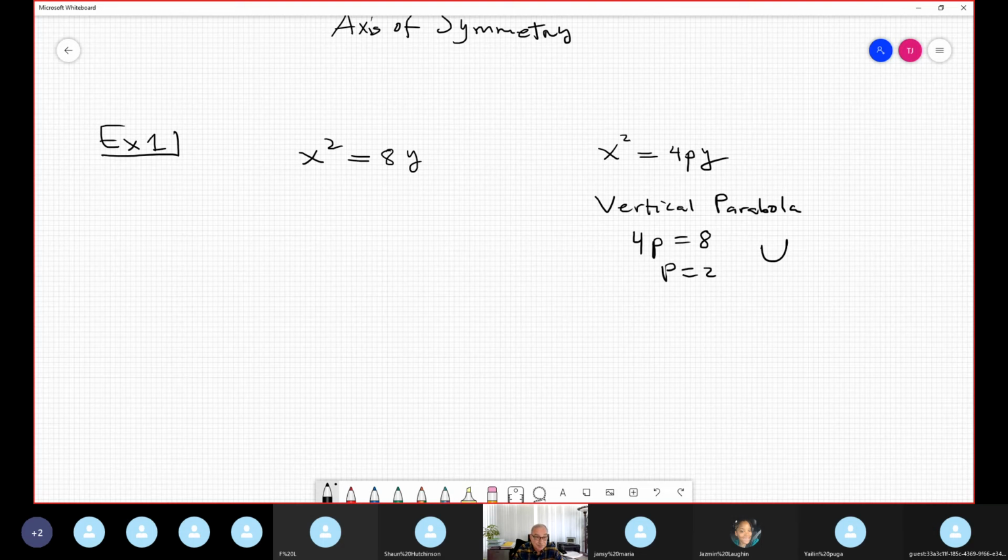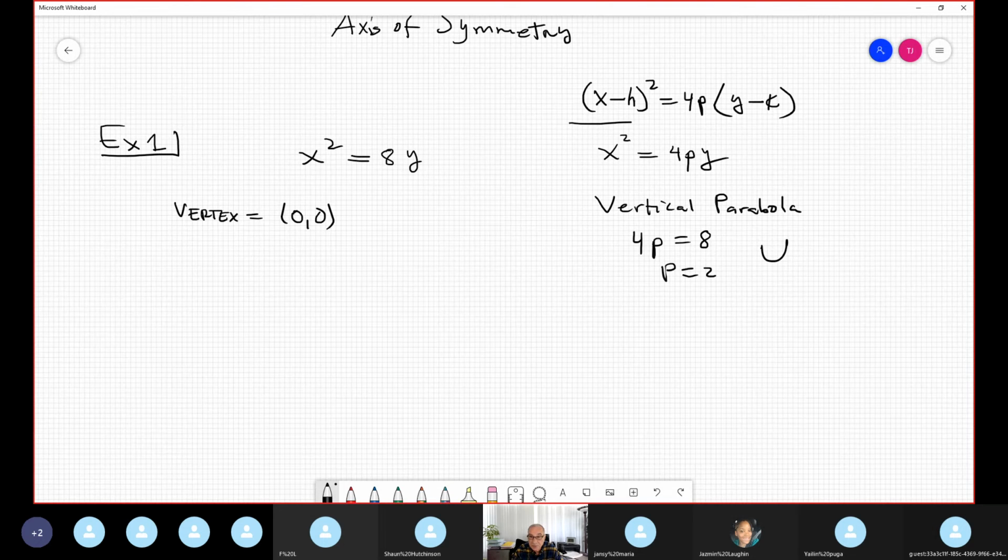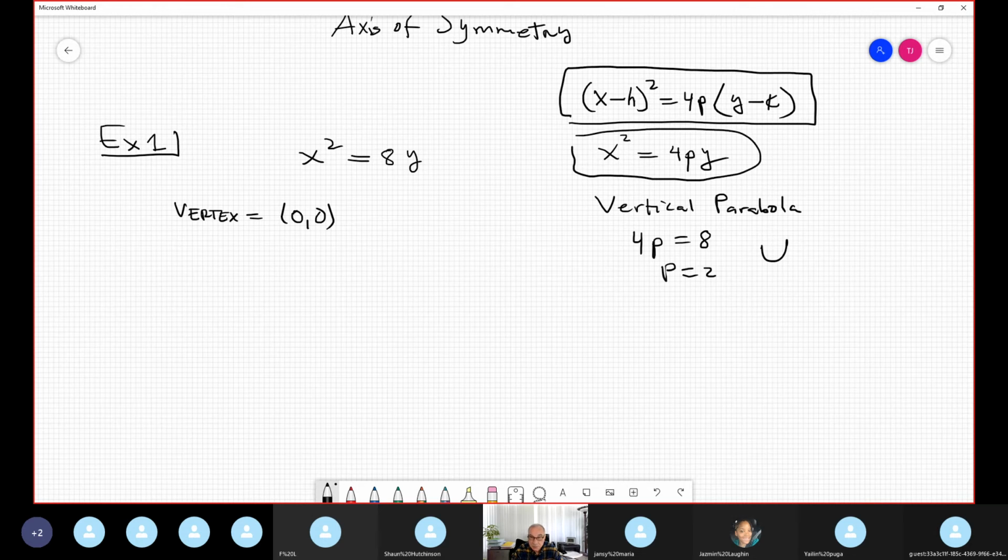And the vertex is located at the point 0,0. Because in general, when you have translation of the parabola, we have (x minus h) squared is equal to 4p times (y minus k), no? This is the formula when you have translation. This is the formula without translation. Okay. So 0,0 is the vertex, the focus, the parameter is p.